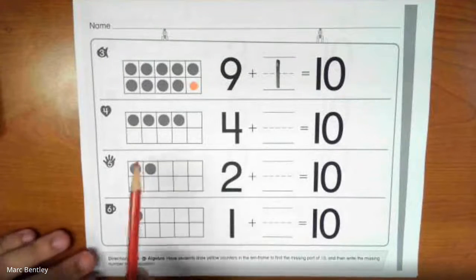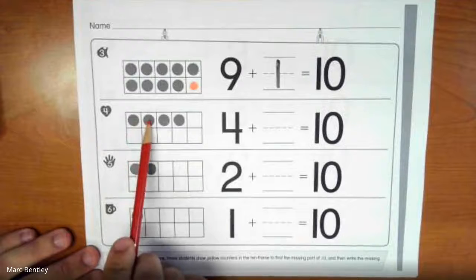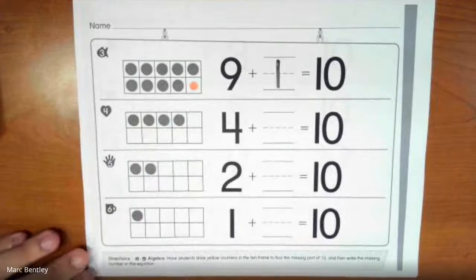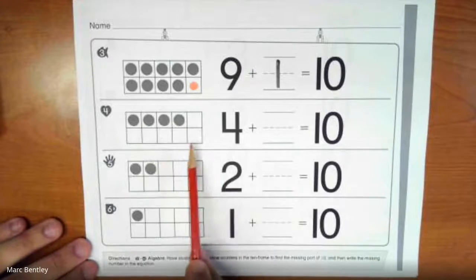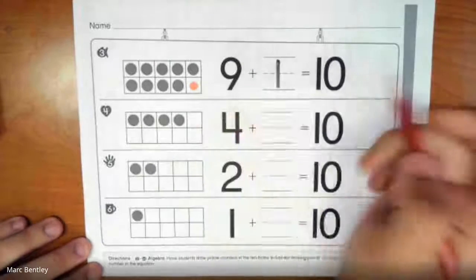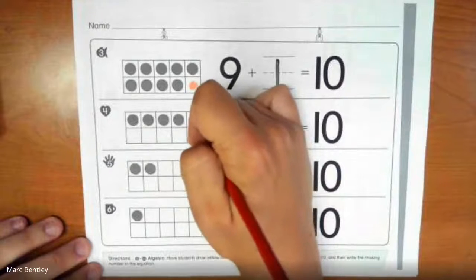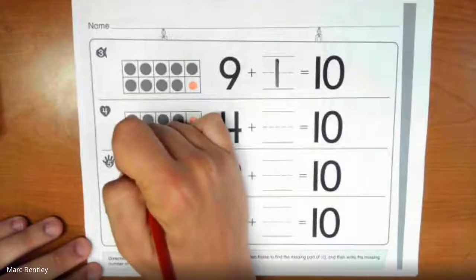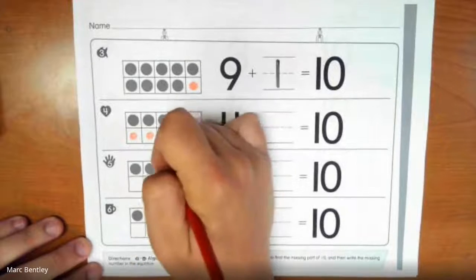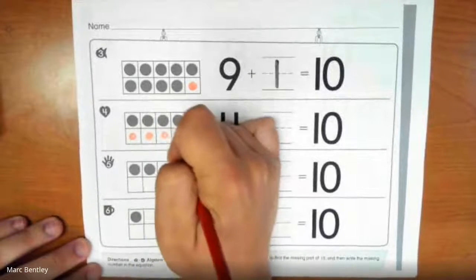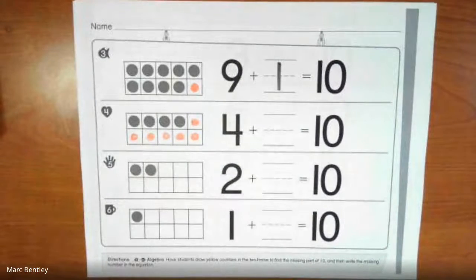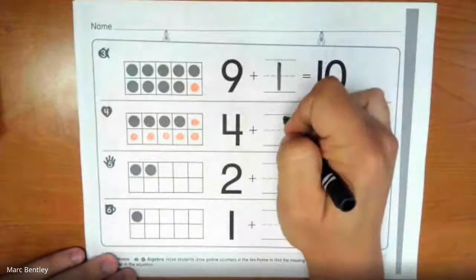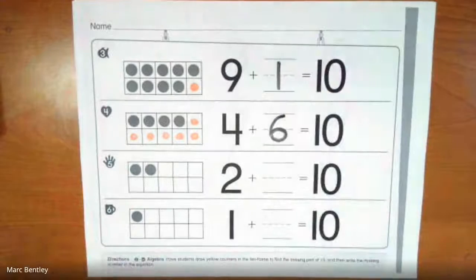Okay, moving down, I have 1, 2, 3, 4 counters already. So I need to find out how many more counters in my 10 frame will make 10. So count with me. 1, 2, 3, 4, 5, and 6. So 4 plus 6 gives me that 10. It completes the 10 frame.